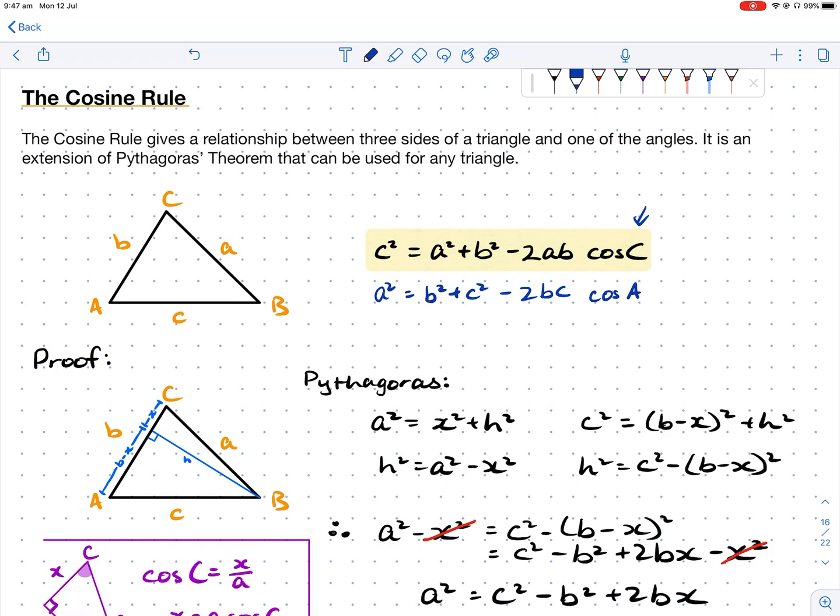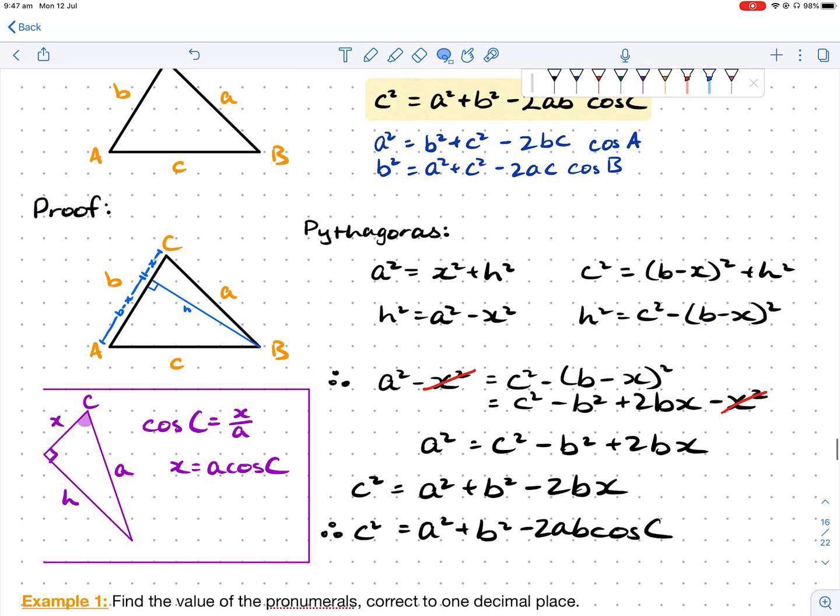If we wanted to find side b, then if we rewrite that, b squared, and then we've got cos B, so then the equation will be a squared plus c squared minus 2ac cos B. So that would be how the formula will look.